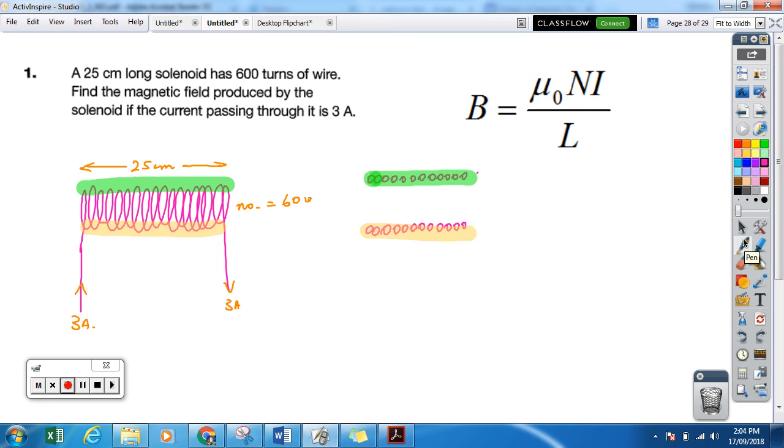Now, if we just assume that the current is coming out of these and going into there. So if all the current is coming out through these ones and going in through those ones, your fingers would be going this way and your thumb would be pointing that way. So your fingers would be gripping forward and gripping back. So this would be the North Pole and this would be the South Pole.